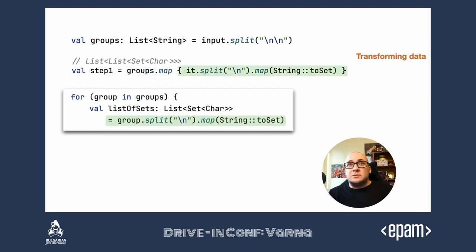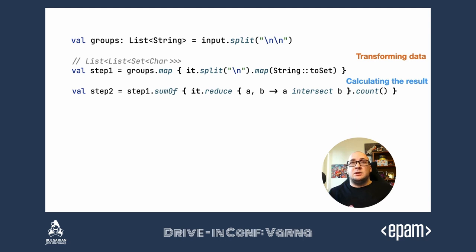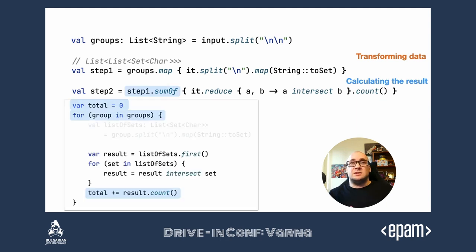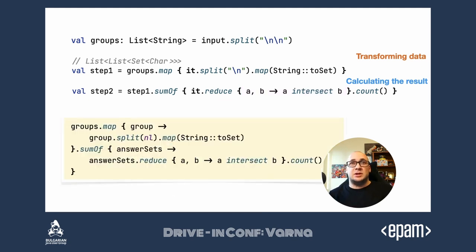And then to calculate the result, we would use the reduce operation and the sum of operation for the collection. Let's see how it maps to the previous solution. We use sum of instead of iteration and summing up. And we use the reduce operation instead of iterating over the sets and applying the intersect operation. For that, we are using the intersect operation in the lambda for the reduce function. And in fact, we can chain those 2 operations together to form this transformation and calculation pipeline.